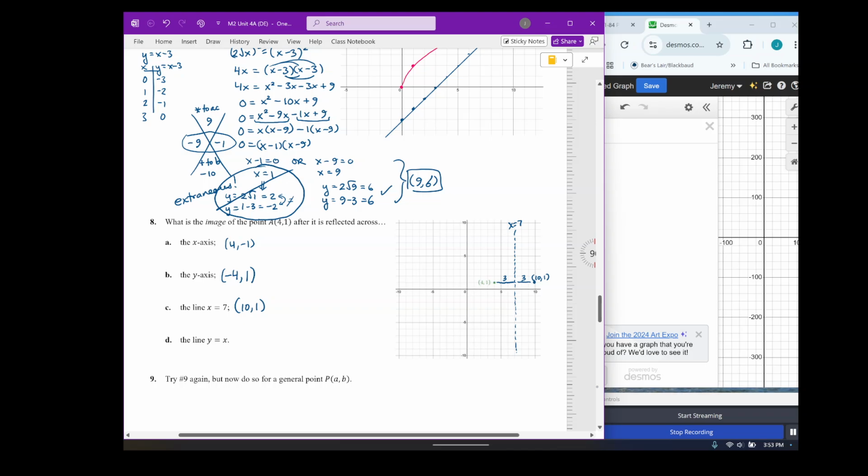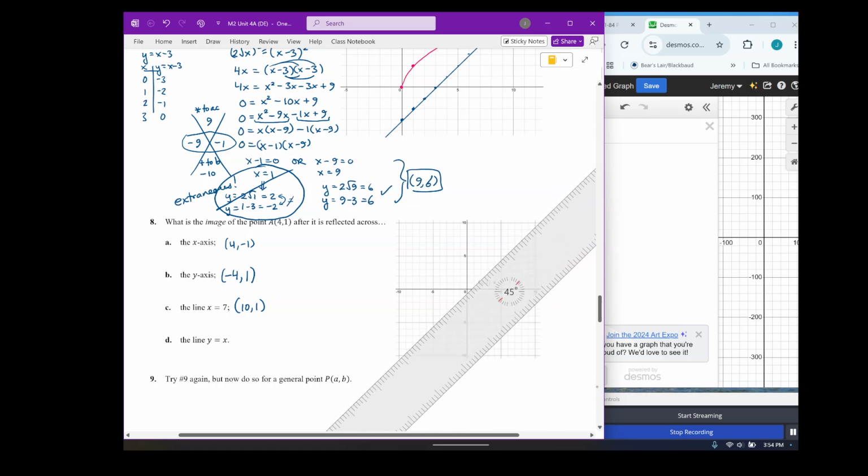And then there's one other one. This is a new idea right here. Reflecting across the line y equals x. So let me get rid of this. So the line y equals x looks like this right here.